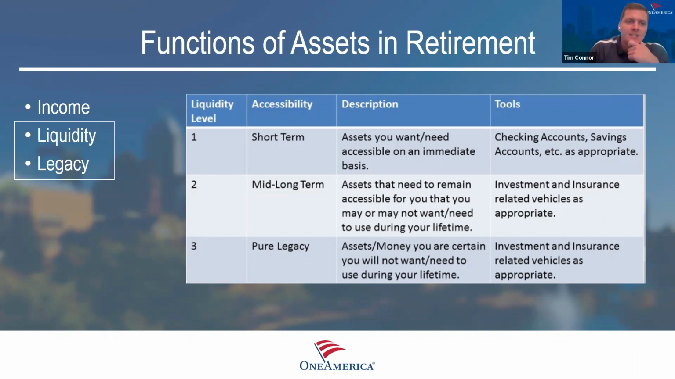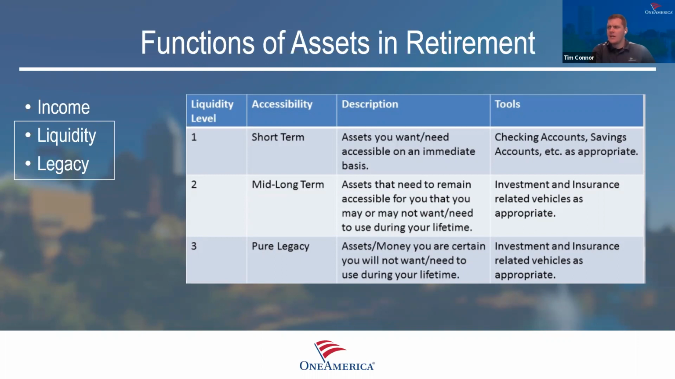So now that we just touched on income, we're going to combine liquidity and legacy here. I took this off of WBC because I thought this was an awesome chart. From a short-term perspective, you want the assets you need accessible on an immediate basis. I touched on this when we were going up the mountain. It's going to be those liquid accounts: your checking, savings, or money markets, and 3 to 6 months' worth of living expenses.